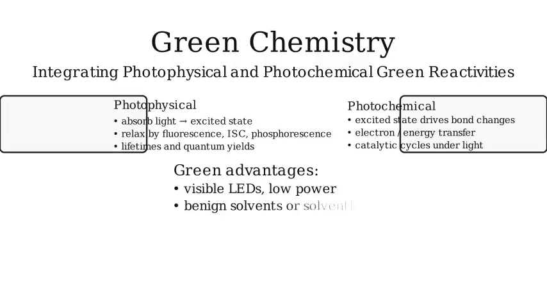First, photophysics: what happens to molecules after absorbing light, such as energy levels, excited states, and emission. Second, photochemistry: using that excited energy to make and break bonds. The green goal is to do useful synthesis with fewer hazards, lower energy, milder conditions, and superior selectivity.